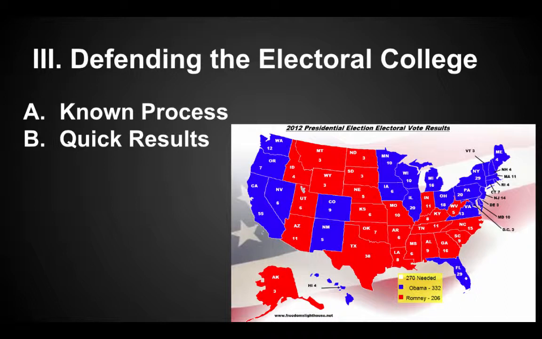And then second, it gives us quick results. More often than not, on election night, by the time we go to bed, our newscasters, whether it's on Fox News, ABC, or CBS, or MSNBC, can predict with pretty good certainty who is going to win the presidential election.